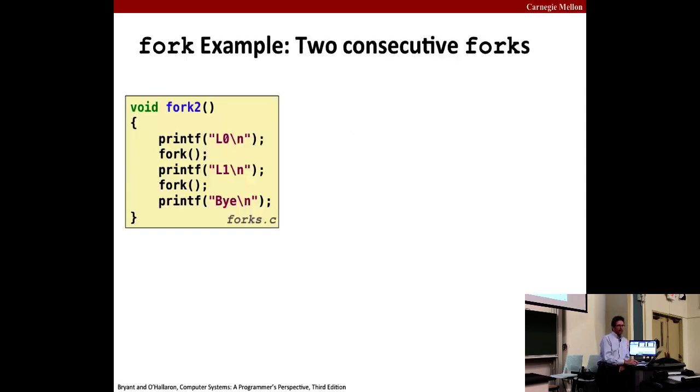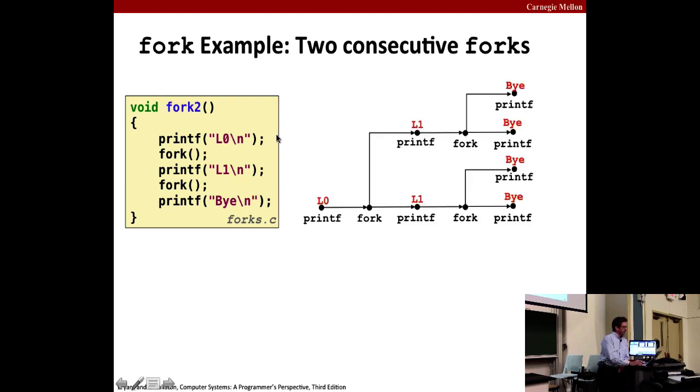Okay, so what happens if we have two consecutive forks? Let's draw the process graph to help us understand this. In the parent, we print L0 and then fork. That creates a child. The fork returns to this printf in both the parent and the child, so both the parent and the child print L1.